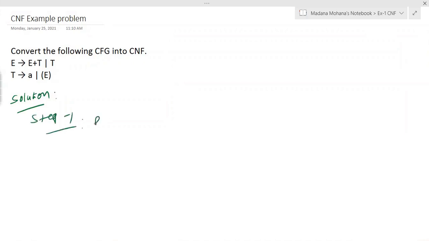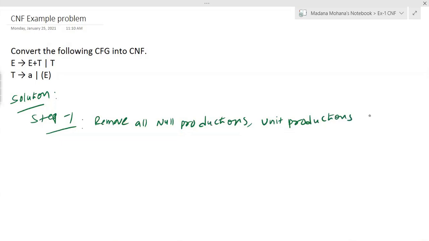Step 1: remove all null productions, unit productions, and useless symbols. The given context-free grammar sometimes won't contain any of these, but that is the prerequisite step we have to follow. Therefore, check the given CFG.